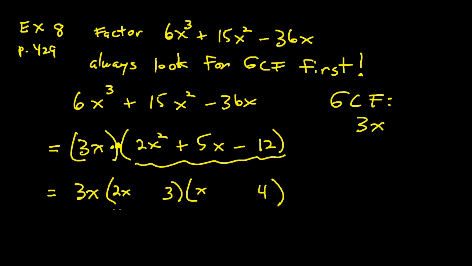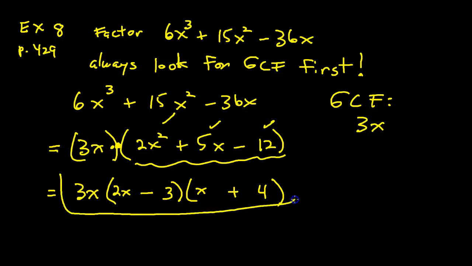Your outer product is 8x. Your inner product is 3x, and I can play with the signs for 8x and 3x to add up to a positive 5x. I'll make the 4 positive and the 3 negative. And I think we've got it here. First product, 2x squared. Outer and inner products, 8x minus 3x adds up to a plus 5x. And the last terms, minus 3 times 4 is minus 12.